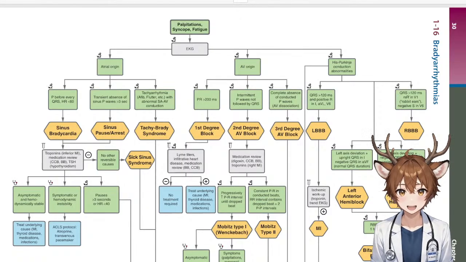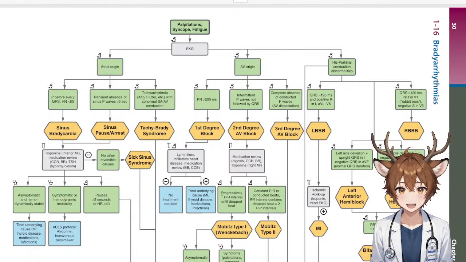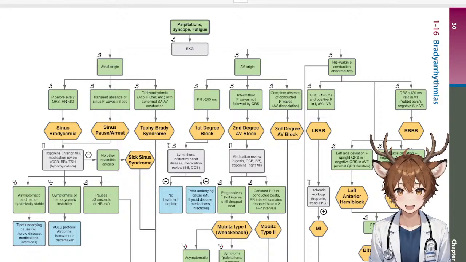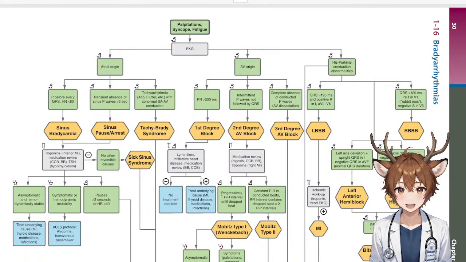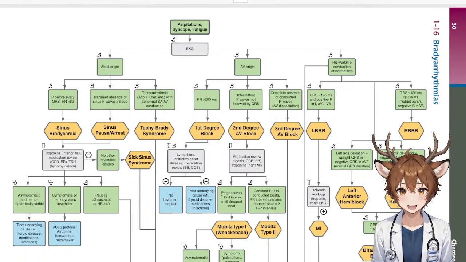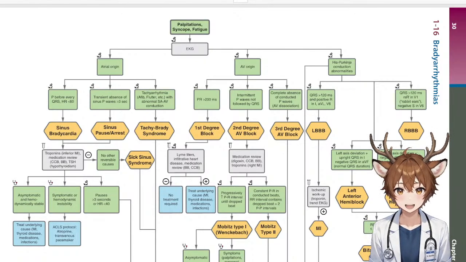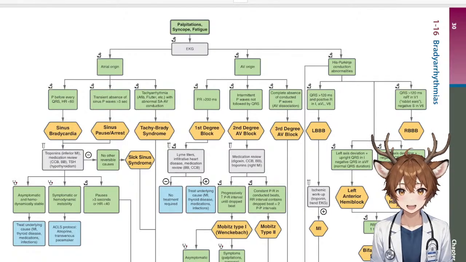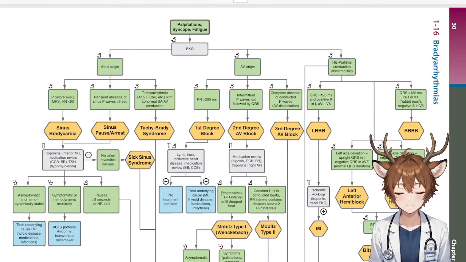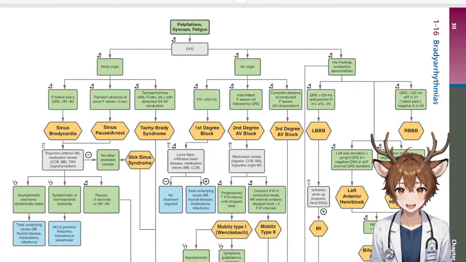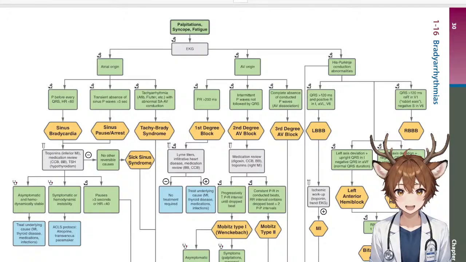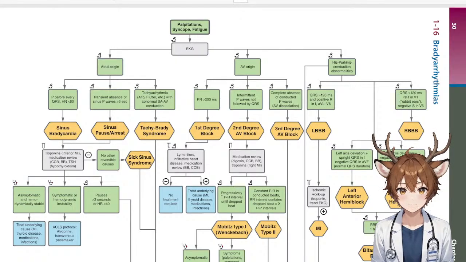So let's say palpitations, EKG. EKG can indicate an atrial origin, AV origin, or His-Purkinje conduction. If we say atrial origin, in that case we can think about the P before every QRS, heart rate less than 60, then we think sinus bradycardia. If we think the transient absence of P waves of greater than 3 seconds, we think sinus pause/arrest. If we're thinking tachyarrhythmia, AFib, flutter, etc. with abnormal SA AV conduction, then think about tachy-brady syndrome.